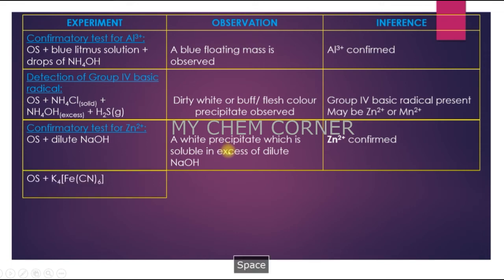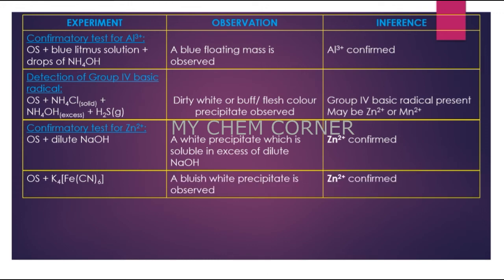But you have another confirmatory test for Zn, which we normally don't allow children to do, but when you write it, you have to write it down in your test. You take OS and add potassium ferrocyanide, which is K4Fe(CN)6. When you add these two, you will get a bluish white precipitate, which confirms the presence of Zn2+. So these are the two confirmatory tests for Zn.